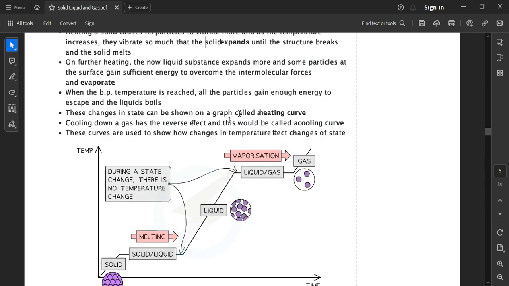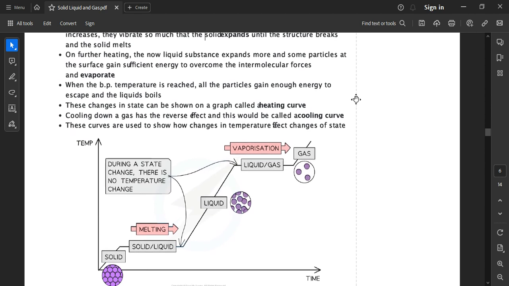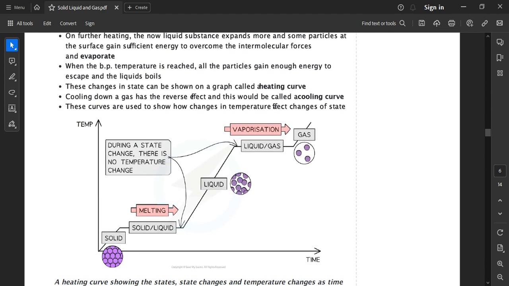On further heating, the now liquid substance expands more, and particles at the surface gain sufficient energy to overcome the intermolecular forces and evaporate. When the boiling point temperature is reached, all the particles gain enough energy to escape and the liquid boils. These changes in state can be shown on a graph called a heating curve. Cooling a gas has the reverse effect, and this would be called a cooling curve. These curves are used to show how changes in temperature affect changes of state.